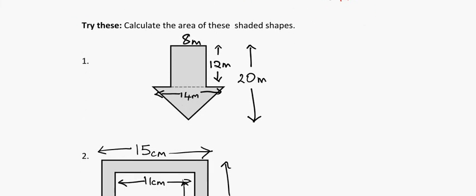Okay, here's an arrow. Now we recognize here we've got a rectangle and we've got a triangle. So once again, one at a time, let's do the area of the rectangle. So I'm writing down what I'm doing. Area of the rectangle is base times height. So it's 8 times 12, which is 96 meters squared.